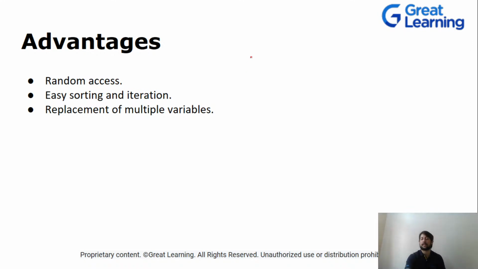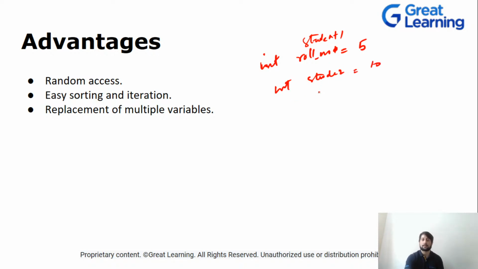If I want to store the roll number of 5 students, and I don't know this array data structure, what I have to do is write int roll number 1 equal to 5, or you can say student 1. If I have 10 students, I will write student 1 roll number is 5, student 2 roll number is 10. And similarly, if I have 50 students, I am going to use these many variables, right?